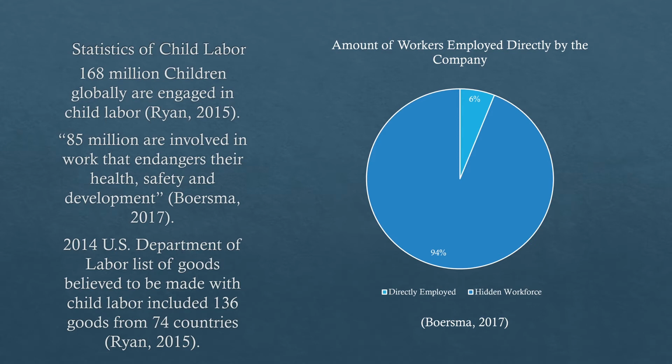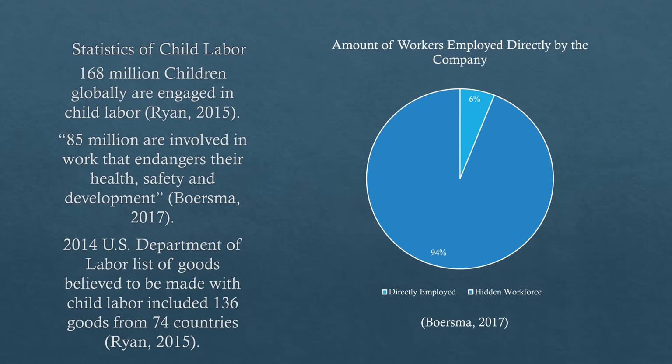Statistics of child labor: 160 million children globally are engaged in child labor. 85 million are involved in work that endangers their health, safety, and development. In 2014, the U.S. Department of Labor believed that child labor was involved in the production of 106 goods from 74 countries.